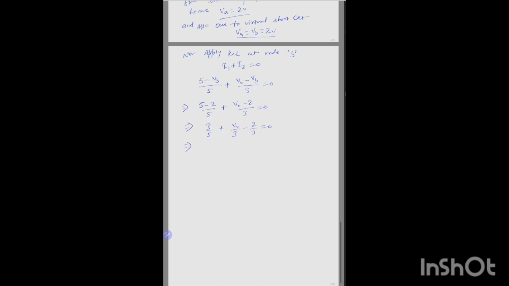Or V0 by 3 is equal to 2 by 3 minus 3 by 5. Now taking LCM 15, 10 minus 9 is equal to 1 by 15. Or V0 by 3 is equal to 1 upon 15. Or V0 equal to 3 by 15, or equal to 1 by 5 volt. This is the answer V0.